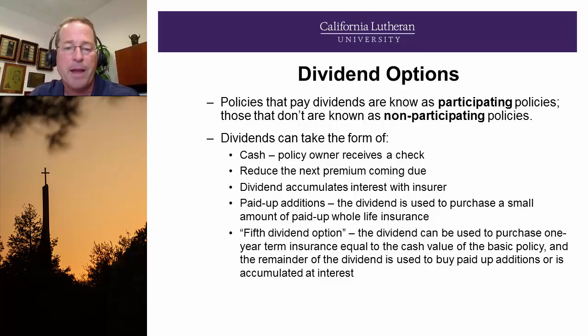Next type is paid-up additional insurance, or paid-up additions, where the dividend is used to purchase a small amount of paid-up whole life insurance. So it's a single premium purchase, and it adds to the death benefit of the policy. And the last is a fifth dividend option. The dividend can be used to purchase 1-year term insurance equal to the cash value of the basic policy, and the remainder of the dividend is used to buy paid-up additions or is accumulated at interest.